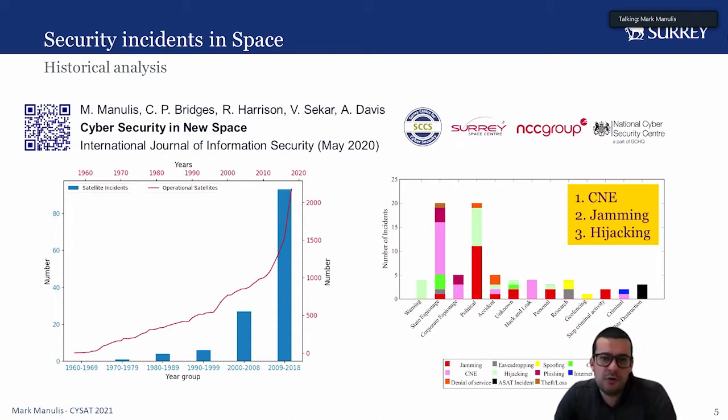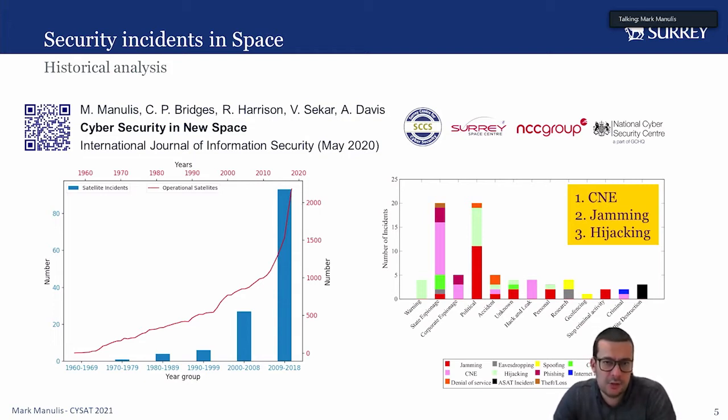And as part of that work, we also did some historical analysis. So we looked at the publicly available information about incidents related to security in relation to space. So this talk is loosely based on that article. What we have discovered is, of course, as I kind of expected, that over time we see an exponential increase in the number of operational satellites. That's the figure on the left side, the red line. And then similarly, the number of satellite incidents related to security has also followed the same exponential growth.